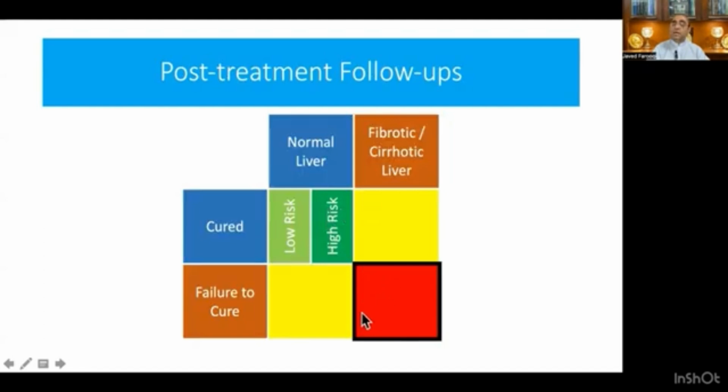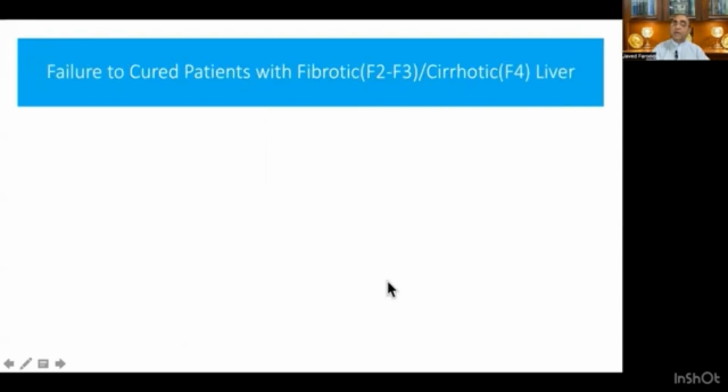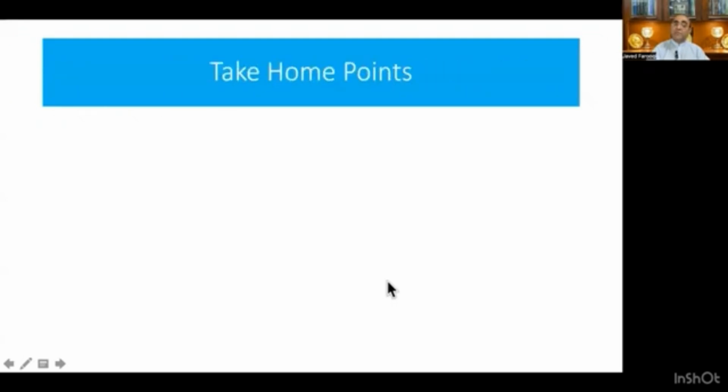Now, coming to the most alarming or dangerous group, when the SVR is not achieved and the patient's liver is fibrotic or cirrhotic. How to manage these patients? In this group, lifelong follow-up is required for the HCC and for esophageal varices, and I've discussed with you how these patients should be followed up for the HCC and for the esophageal varices.